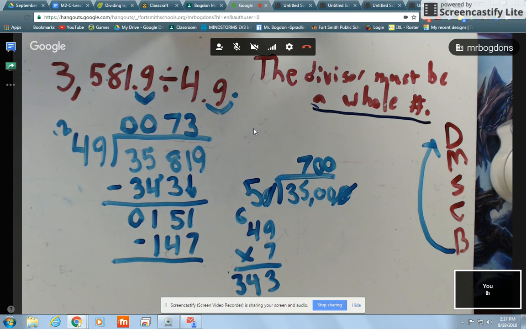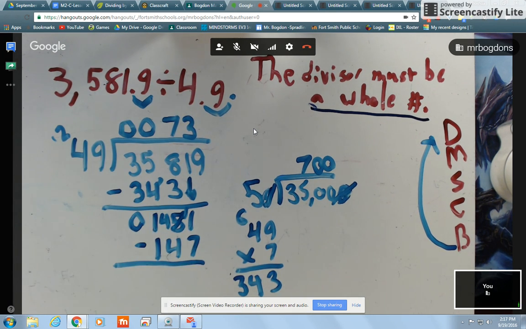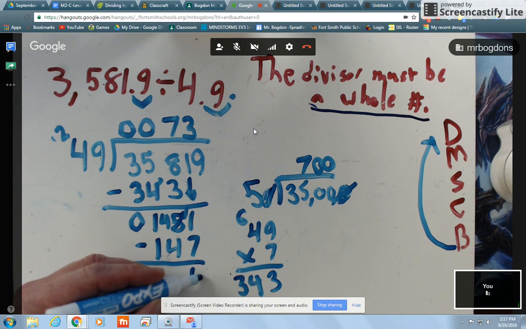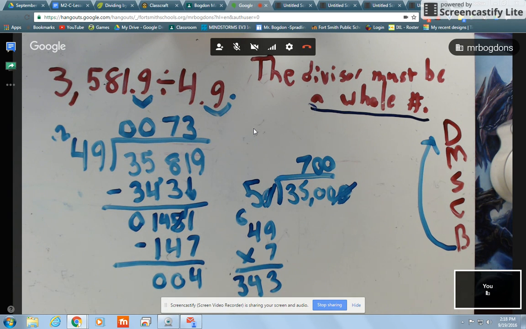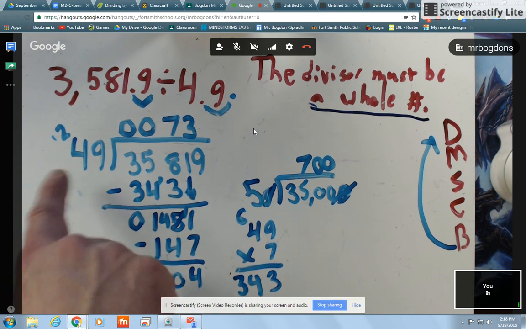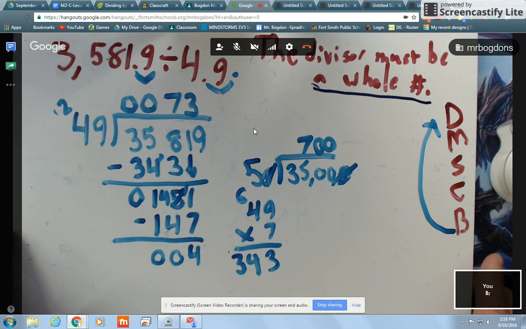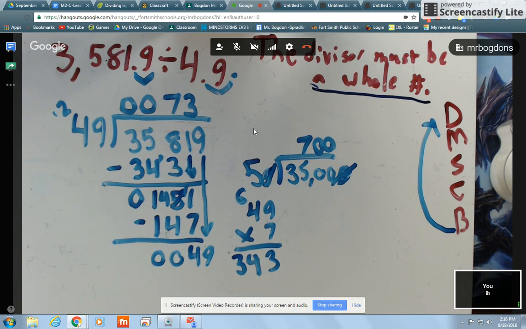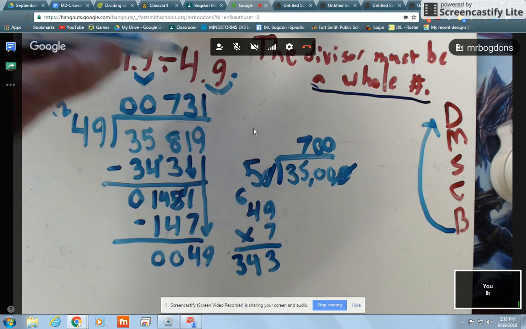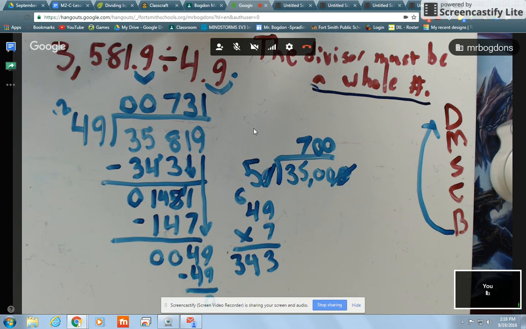Can I take 7 from 1? No, I need to regroup. So that becomes a 4. This becomes 11. 11 minus 7? 4 minus 4? 1 minus 1? Okay. Is my answer smaller than my divisor? Okay, what's the next step? Bring it on down. Oh, here's a hard one. How many times will 49 go into 49? Multiply. Subtract. Done.